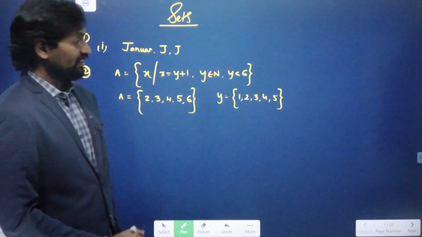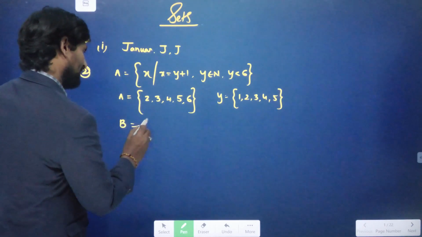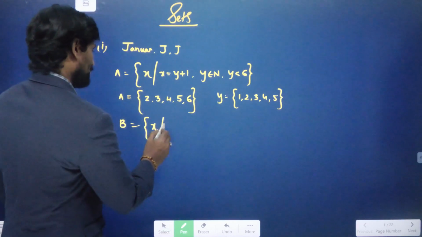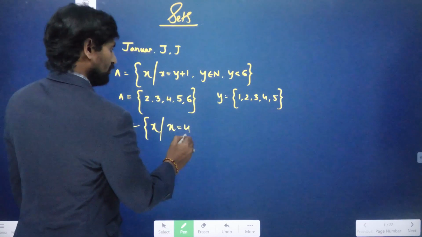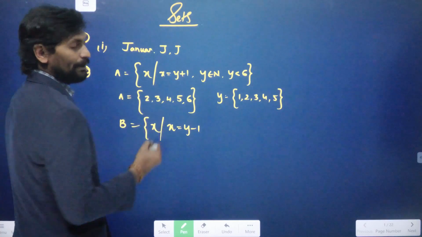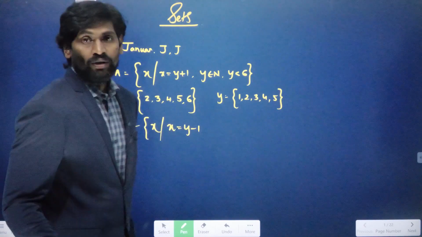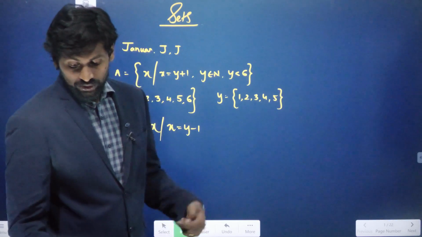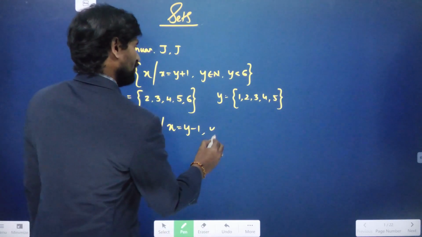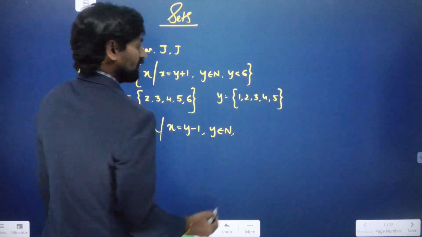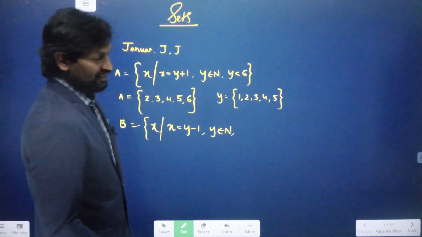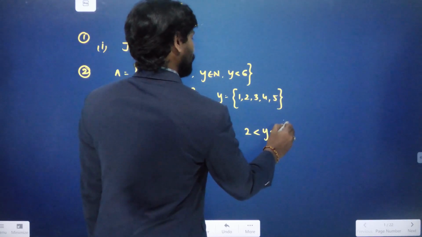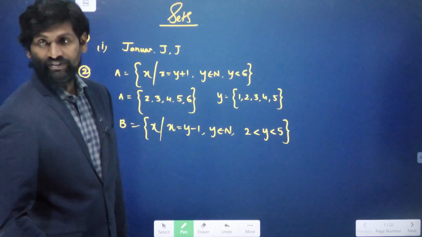Okay. Now let us go through the second one, B. Set B is also given: X such that X is in the form of Y minus 1. The previous one, X is in the form of Y plus 1; here X is in the form of Y minus 1, and Y belongs to natural numbers. Y we have to take from the set of natural numbers, and also given the condition that the Y value is between 2 and 5.